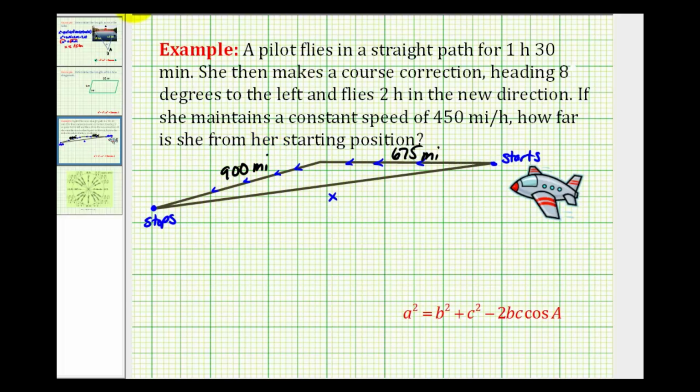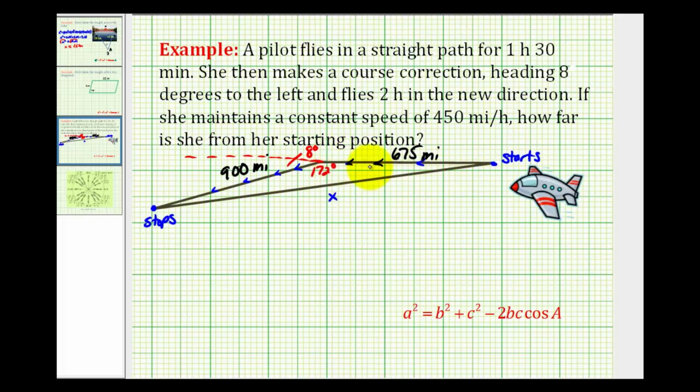And now there's one more thing to consider. When she's traveling in this first path, she turns 8 degrees to the left at this point here. So if we were to extend this side here, this little angle here is 8 degrees. Therefore, this large angle in the triangle is going to be 180 degrees minus 8 degrees, or 172 degrees.